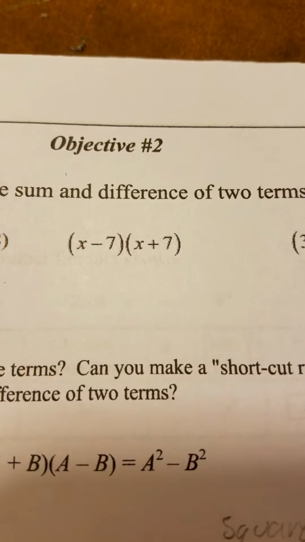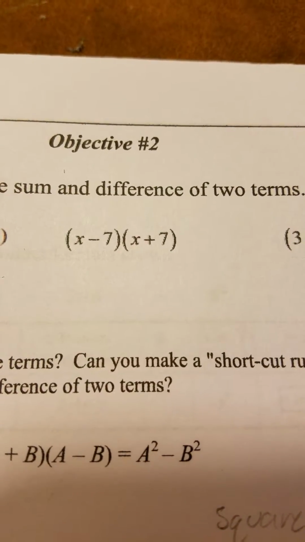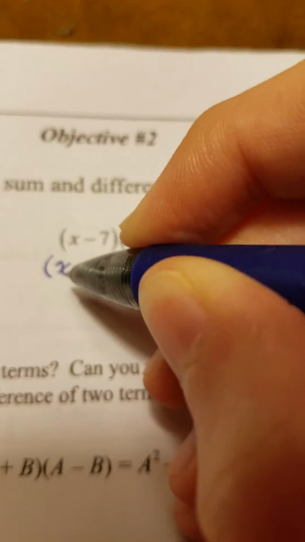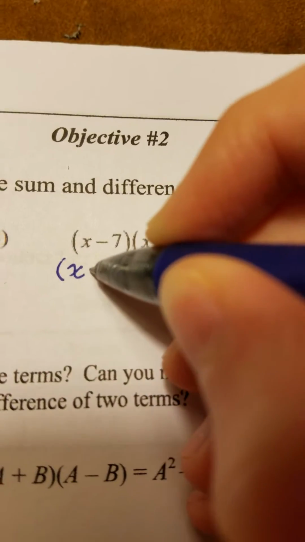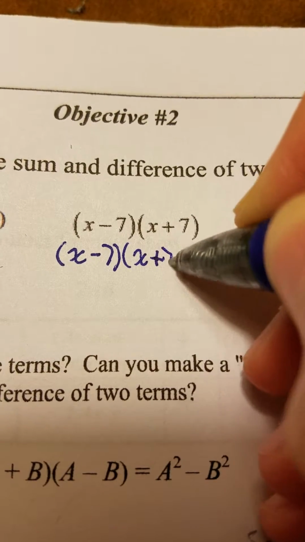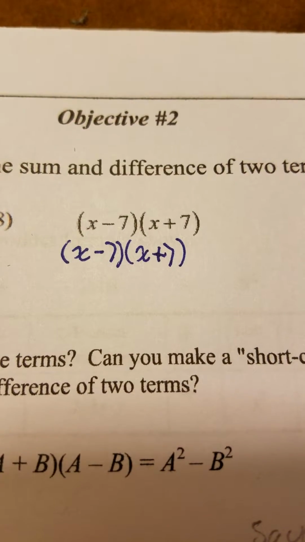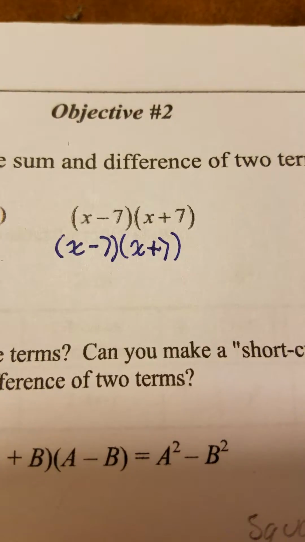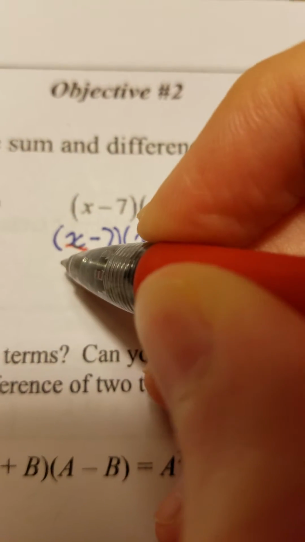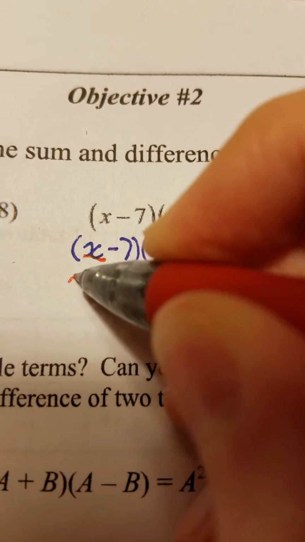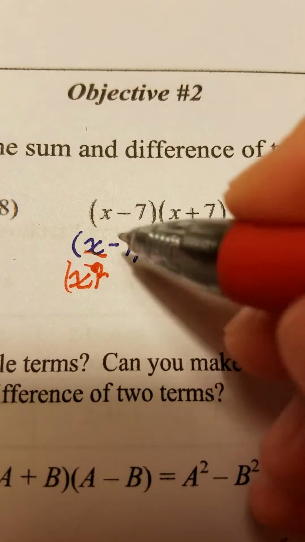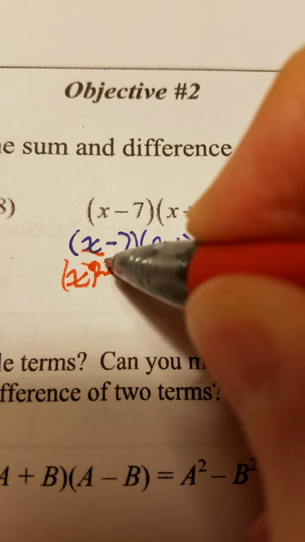Let's go to another example. Here we have x minus 7 times x plus 7. Okay, so the first thing we're going to do is we're going to square the first term. And here your first term is the x, so yes, you are going to square the x first. That's just how it's going to happen. So first you square the x. That is very badly written. I'll just redo my 2 for you.